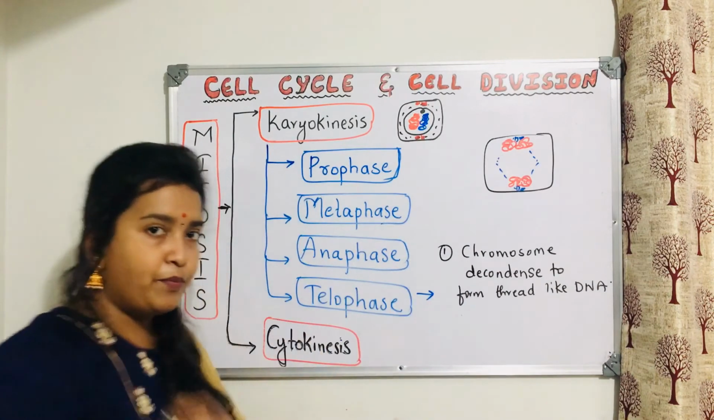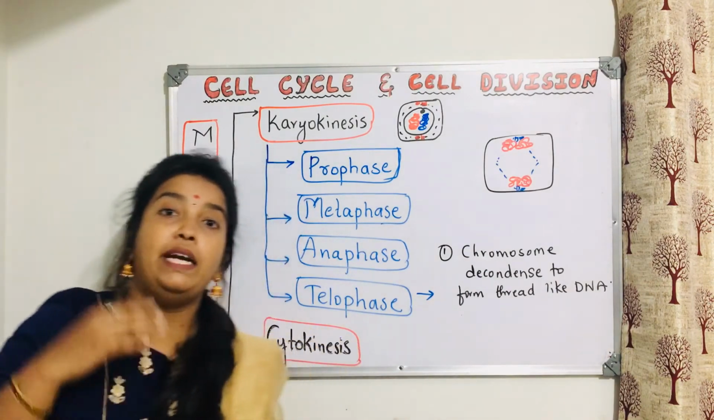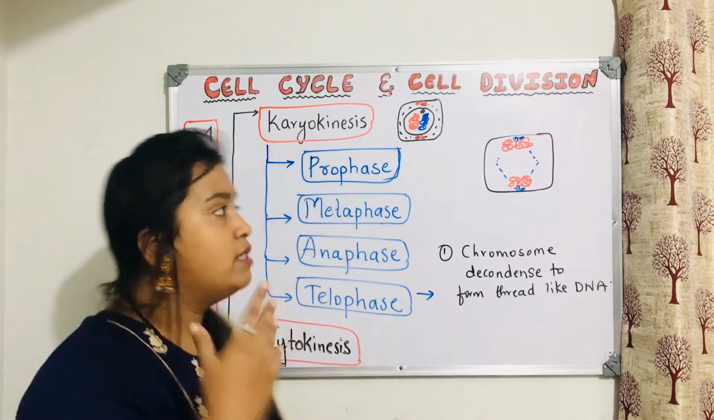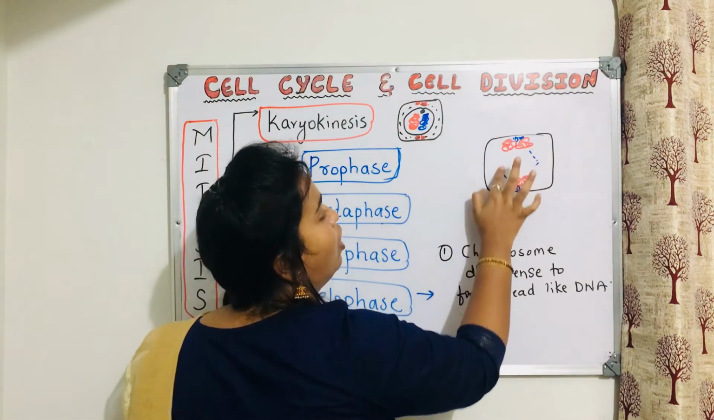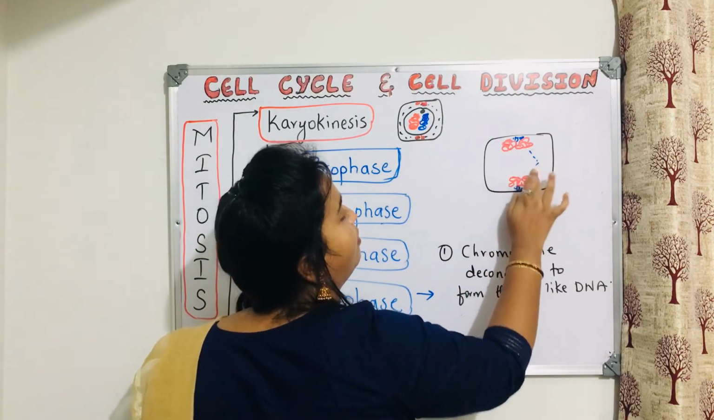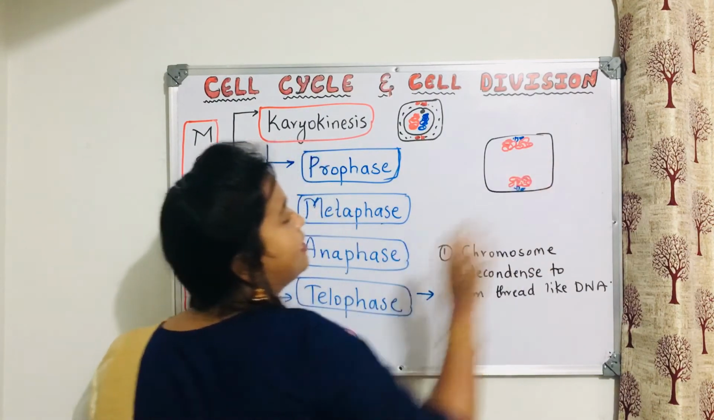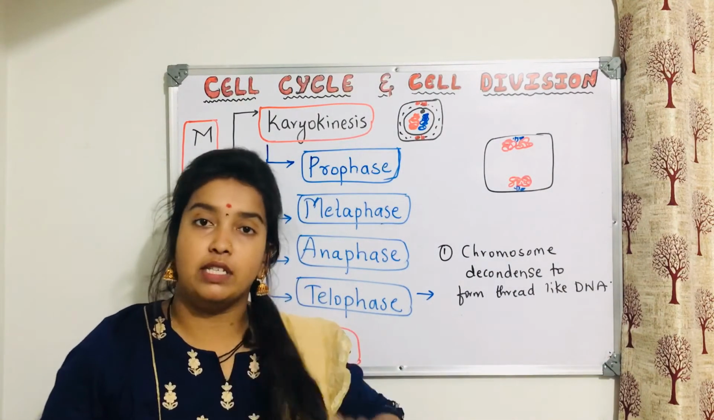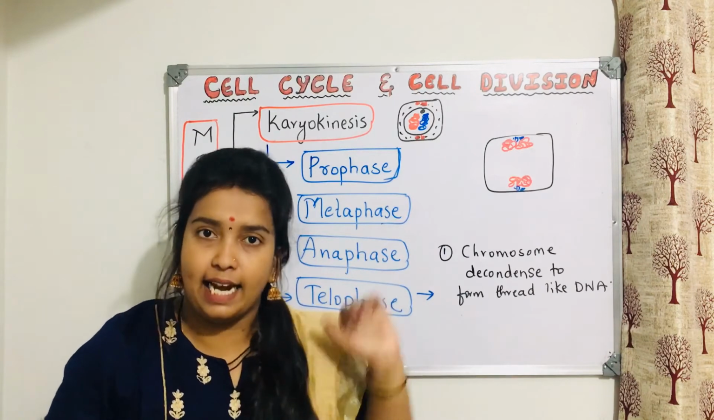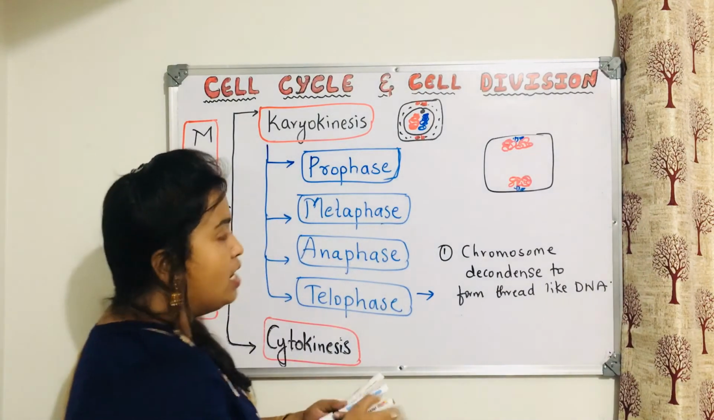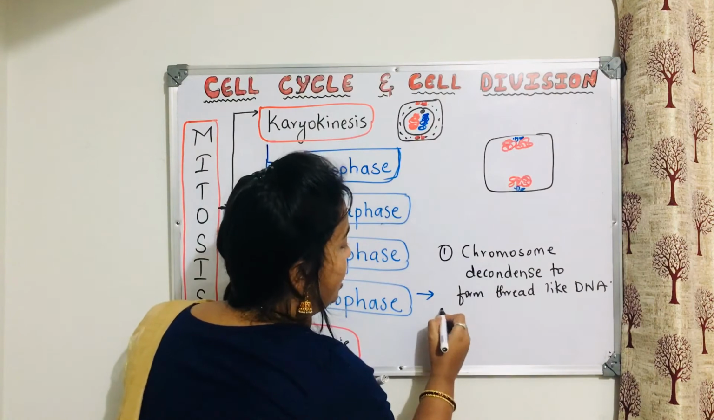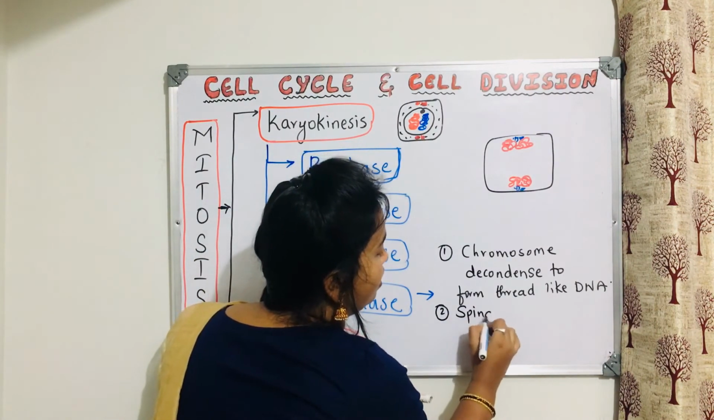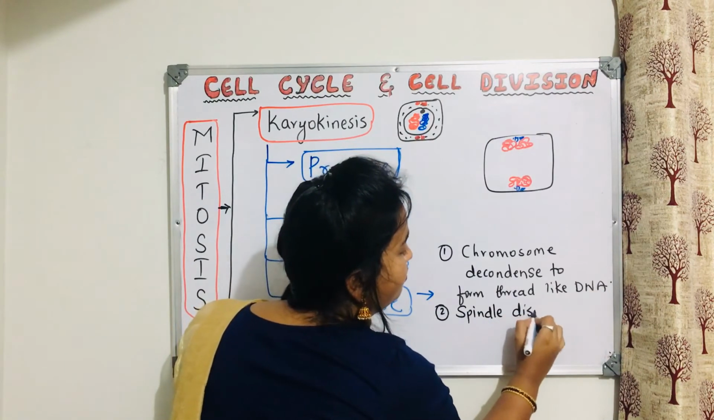Now what had happened there? Spindle fibers were formed in the prophase. Now it is the opposite, so spindle fiber formation is reversed. Now you will not be able to see any kind of spindle fiber here. Gone. So the second thing is that the spindle disintegrated.